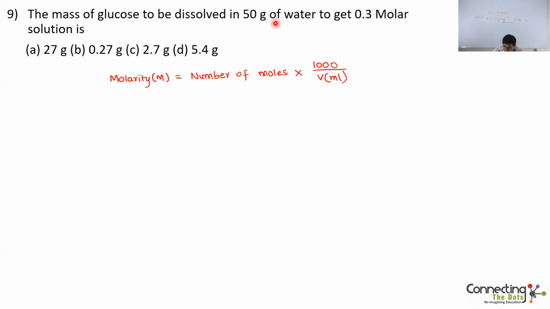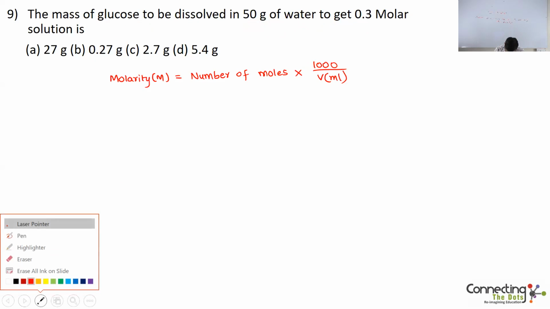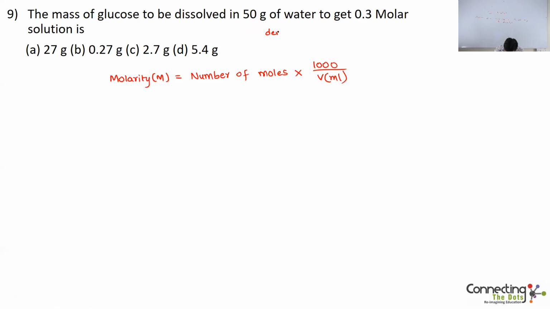So we know density of water is 1 gram per cm cube. So see, 1 ml is nothing but 1 gram. So 50 grams will be equivalent to 50 ml, in case of water. So let us try to substitute that.